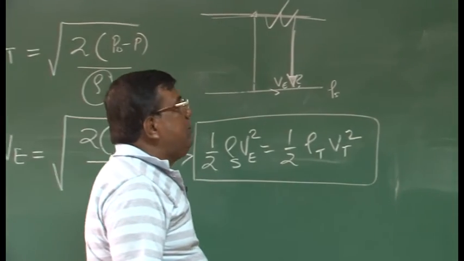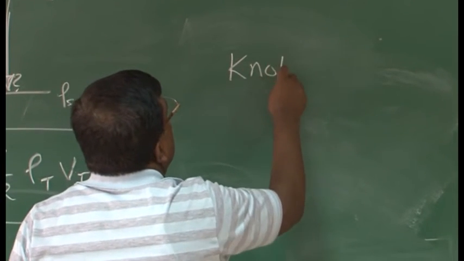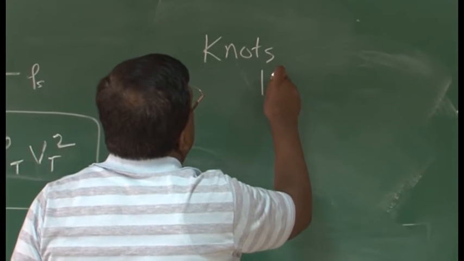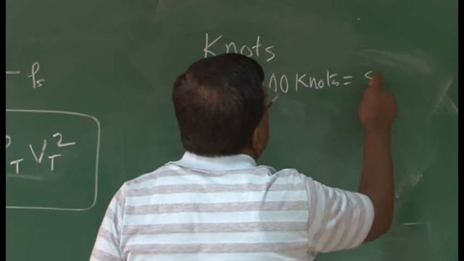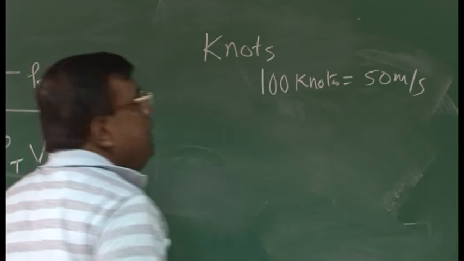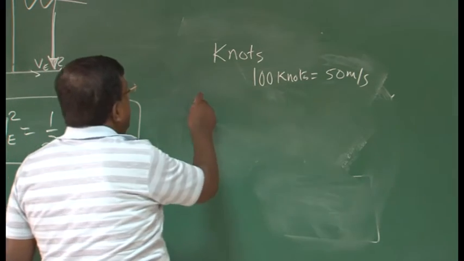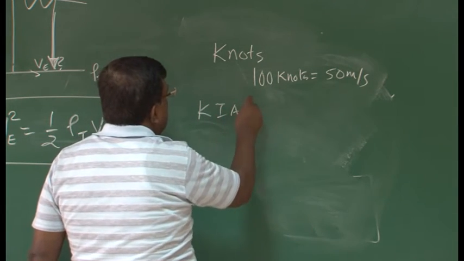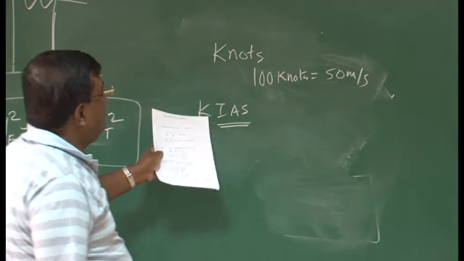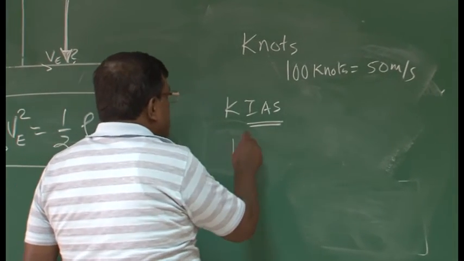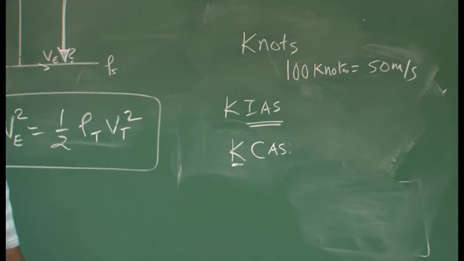Okay. If you see an airspeed indicator, you will find routinely they are using the unit knots, and 100 knots is roughly equal to 50 meter per second. This is the unit, around 0.51 meter per second per knot. Roughly it is this. Also you will see that they use terms like KIAS, IAS for indicated airspeed, which is the equivalent airspeed. K is for knots, so KIAS. They also use something called KCAS, which is knots calibrated airspeed.